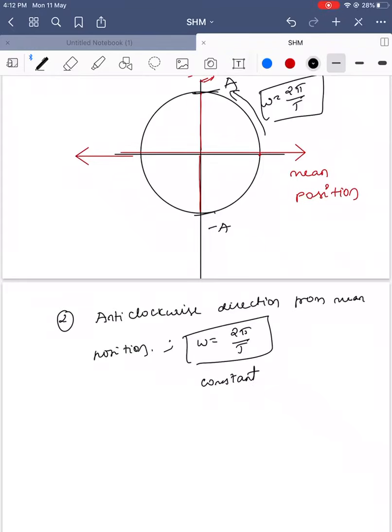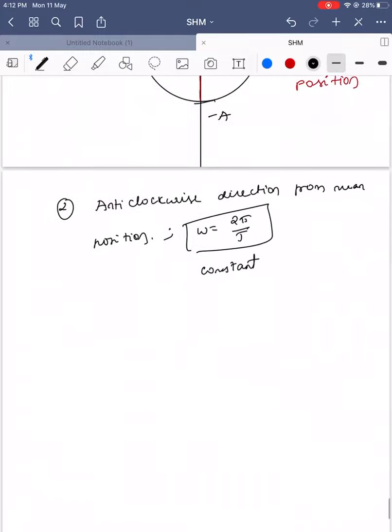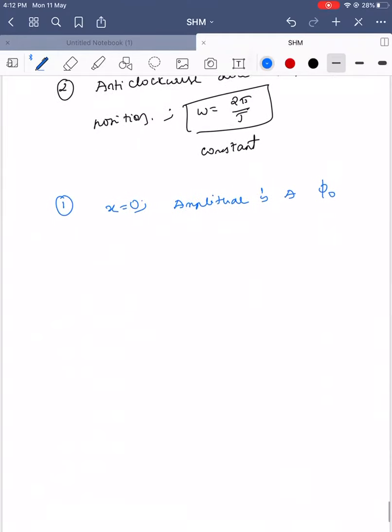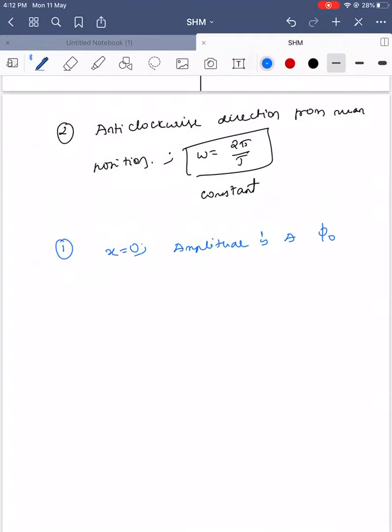Now, the first situation: a body starts at the mean position, x is equal to 0. Its amplitude is a. Find the initial phase phi naught and write the expression, where it is going to the positive extreme.